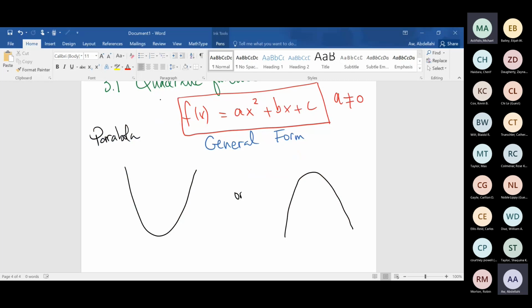So now, does somebody know in what case the graph will open up? When a is positive. Thank you very much. The graph opens up when a is positive and opens down when a is negative, right?